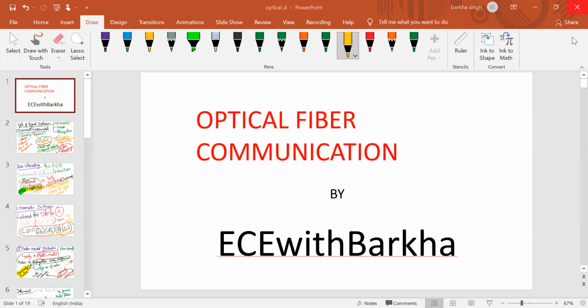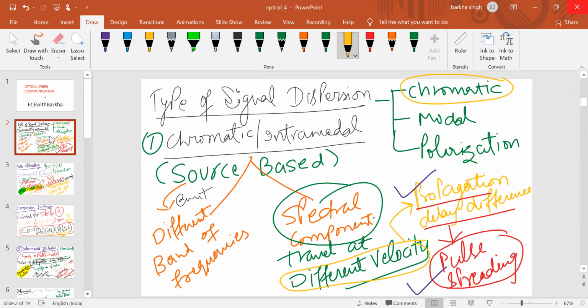In today's class, we will see the next portion of the optical fiber communication, that is signal dispersion. As you can see, there are three types of signal dispersion: chromatic, modal, and polarization. Basically, chromatic dispersion is color related. Modal dispersion is due to different numbers of modes, and polarization dispersion is due to change in polarization orientation.